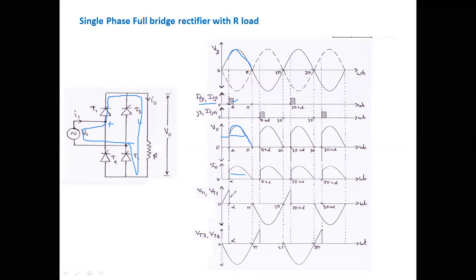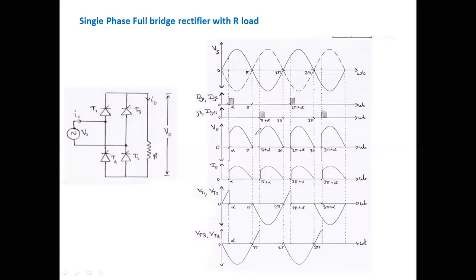If we talk about the voltage waveform across thyristors T1 and T2, we know that T1 and T2 are turned on, so the voltage across them is 0. And thyristors T3 and T4 are reverse biased, so the voltage across them is minus Vs. So this is about mode 2. In mode 2, we have seen that thyristors T1 and T2 are turned on, thyristors T3 and T4 are off, the output voltage is equal to the input voltage Vs, and the output current is V naught by R.